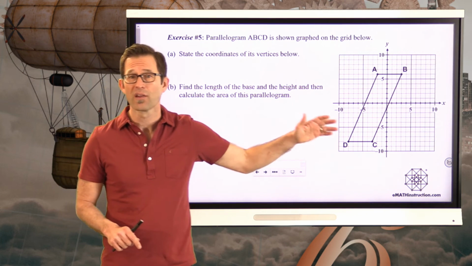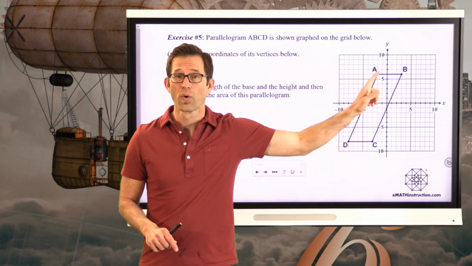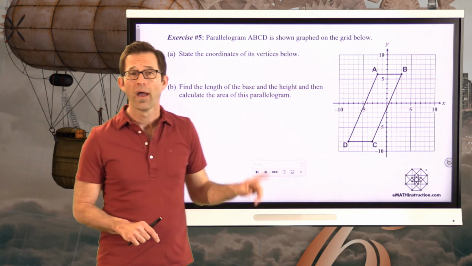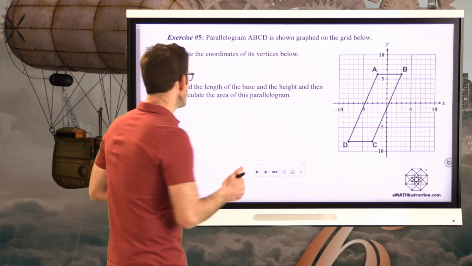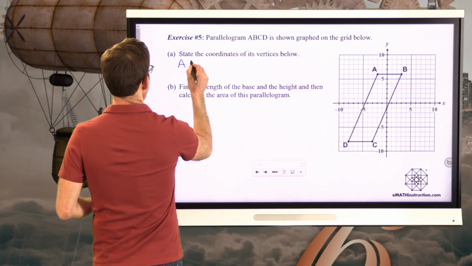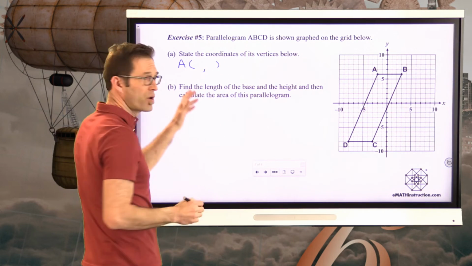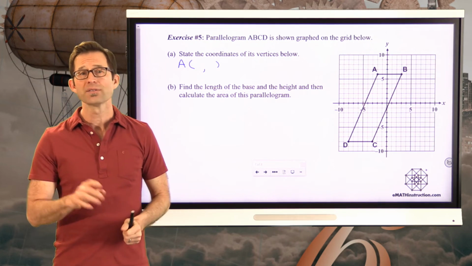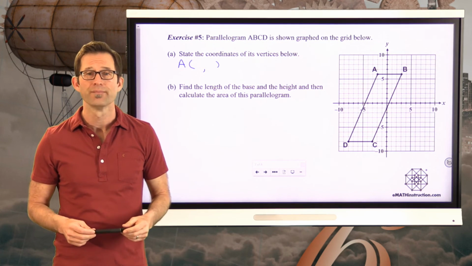I want you to be able to take a look at this thing and tell me what the coordinates of A, B, C, and D are. Pause the video now and write those down here. Don't forget, the way you want to do that is by putting down a little A with the parentheses, put its coordinates in, a B with its parentheses, its coordinates in, etc. Pause the video now and just come up with those coordinates.